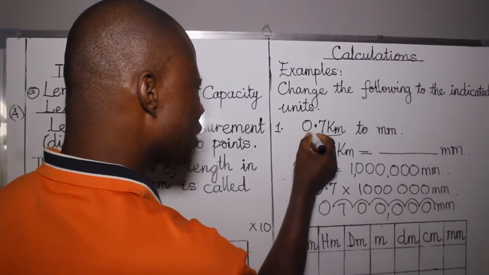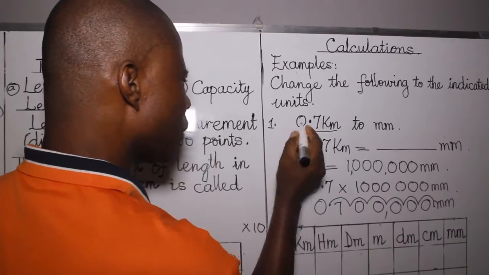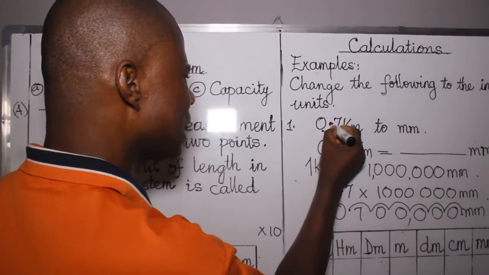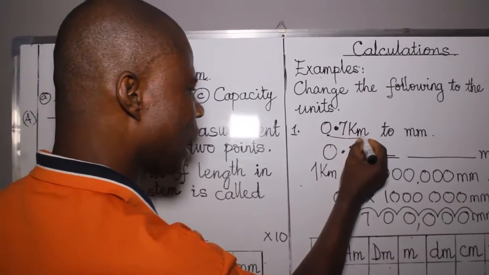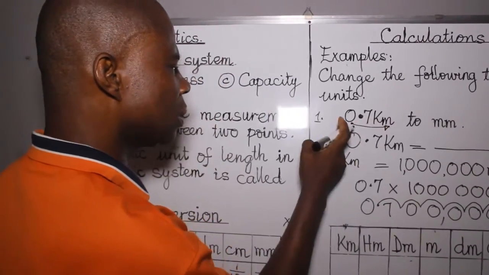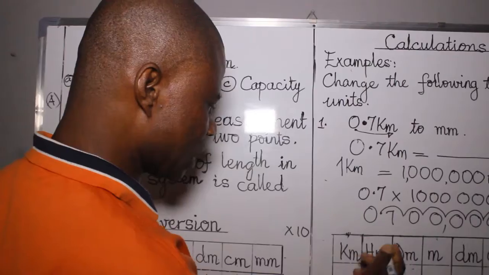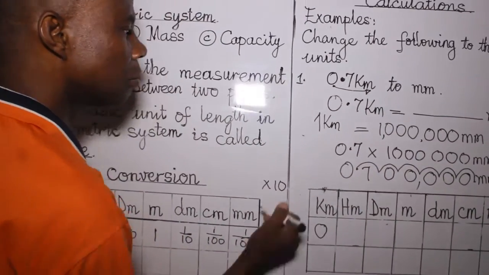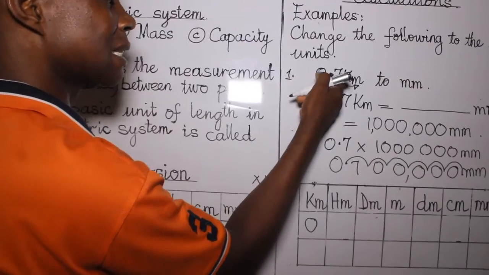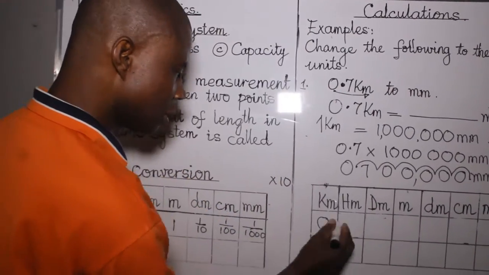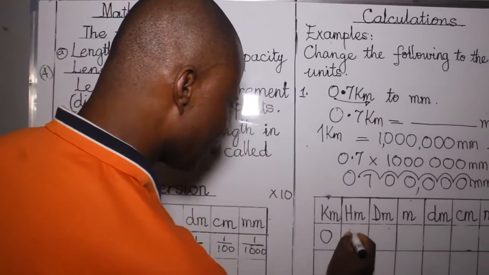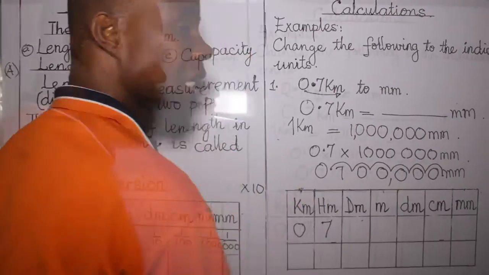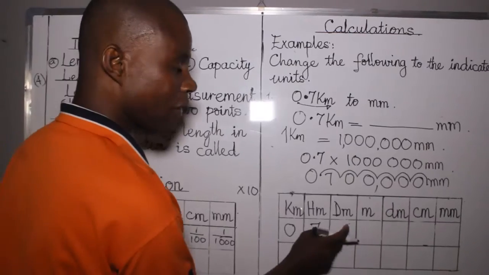And the unit here is what? We have 0.7 here, which is seven tenths, because the decimal point separates the 0 and 7. And therefore, where does it go? The 0 comes under the kilometer. So locate the kilometer on the table and fix in the 0, because this is the whole number, and this is less than 1. Looking at the back of the decimal point from the question, we have 7. Now locate millimeter on the conversion table.